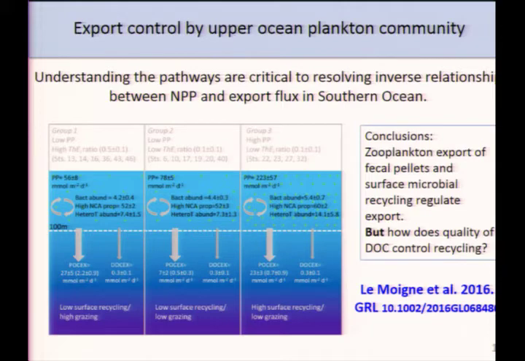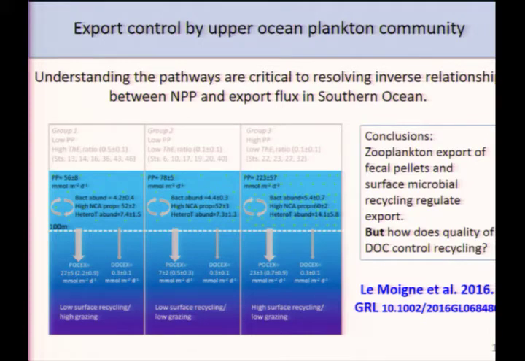In the Southern Ocean, there are inverse relationships between NPP and export. And what Lemoyne et al. did in a recent paper is to look at sort of pre-averaging in terms of the amount of surface recycling and grazing, where they had low surface recycling and high grazing, low surface recycling and low grazing, and high surface recycling and low grazing.